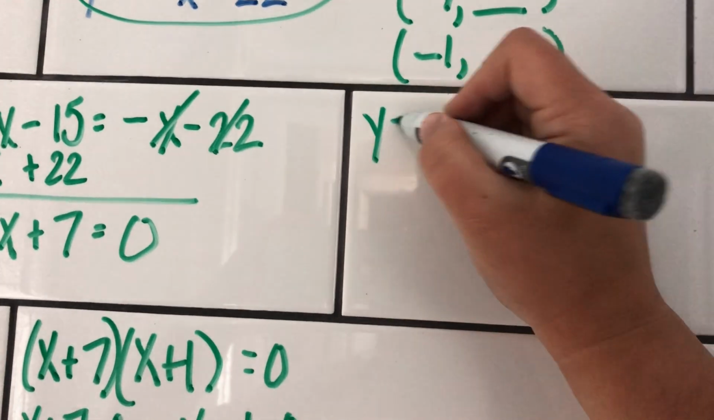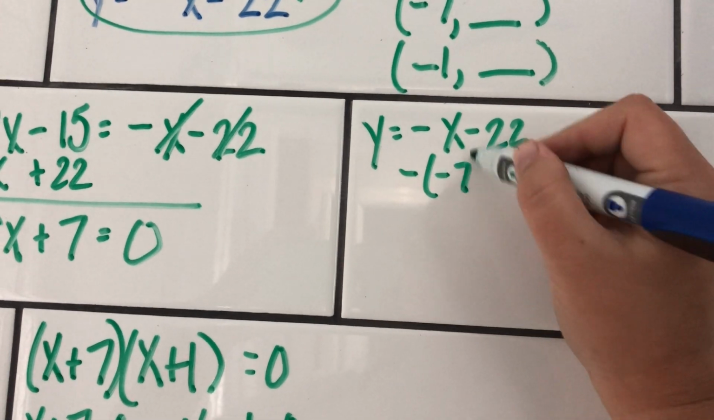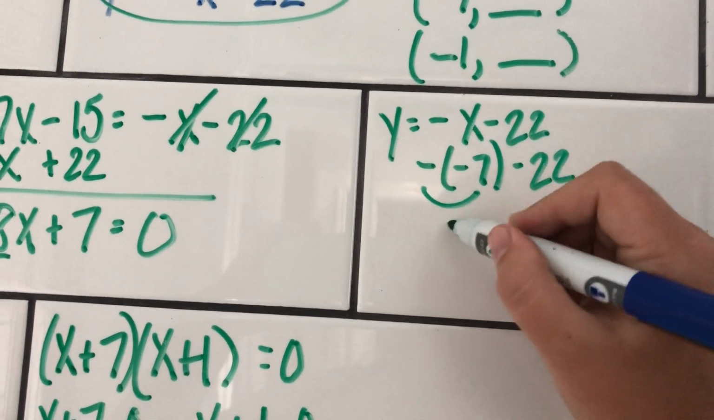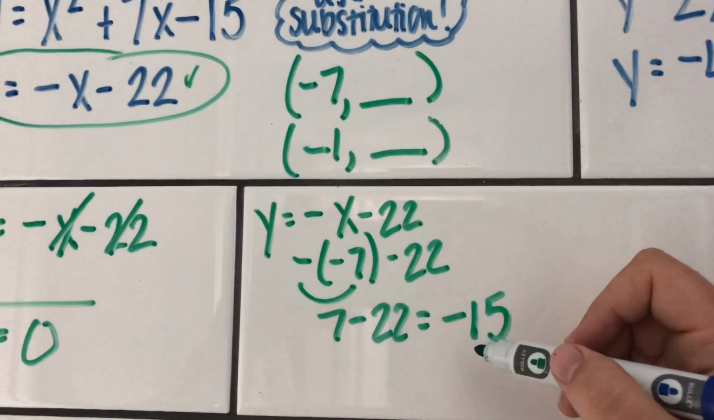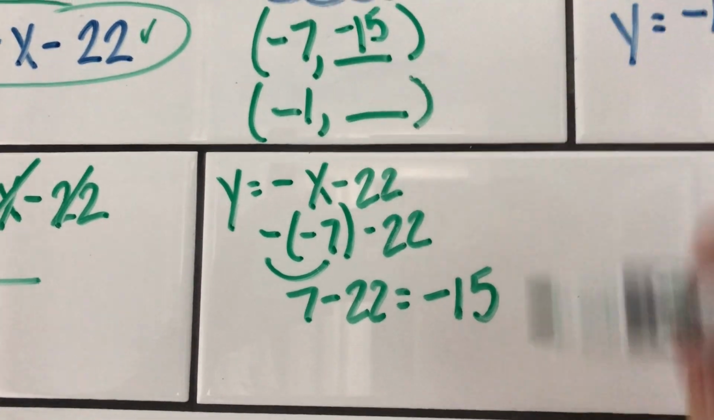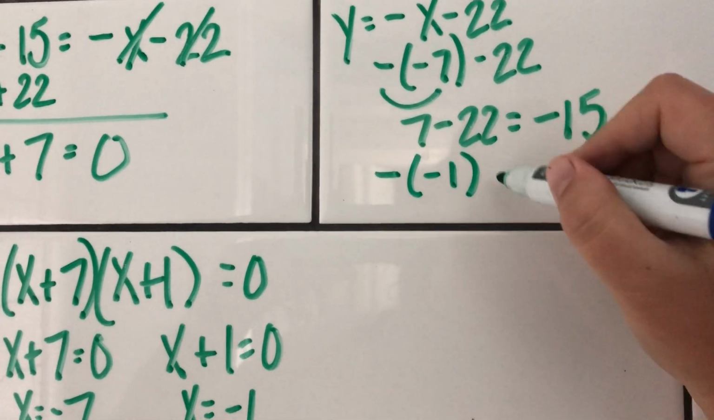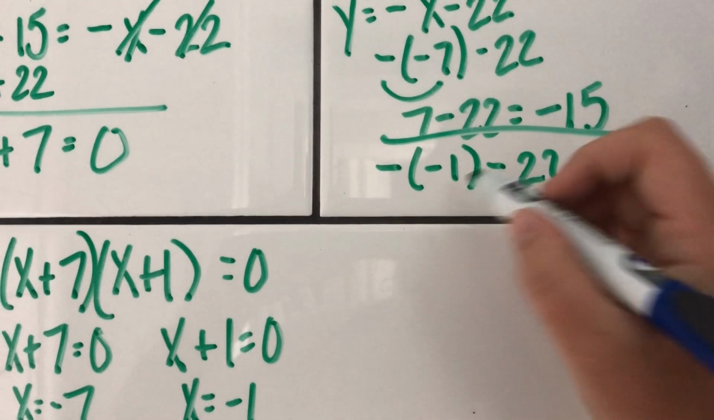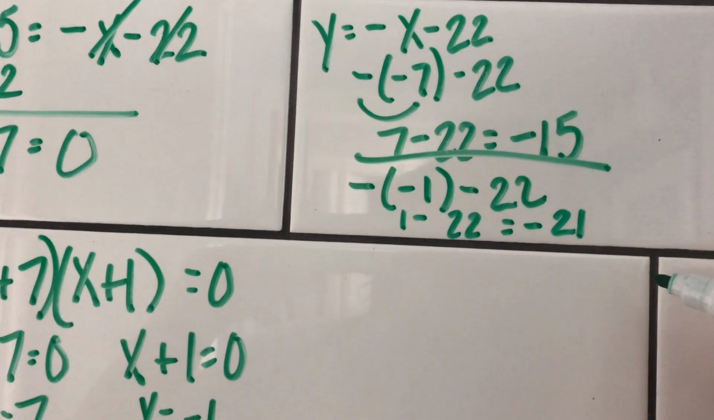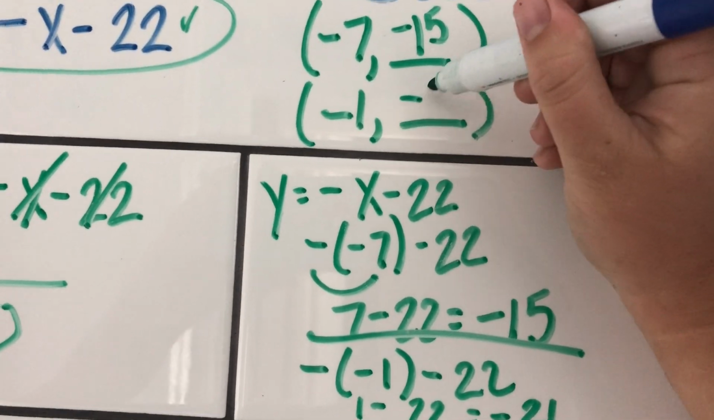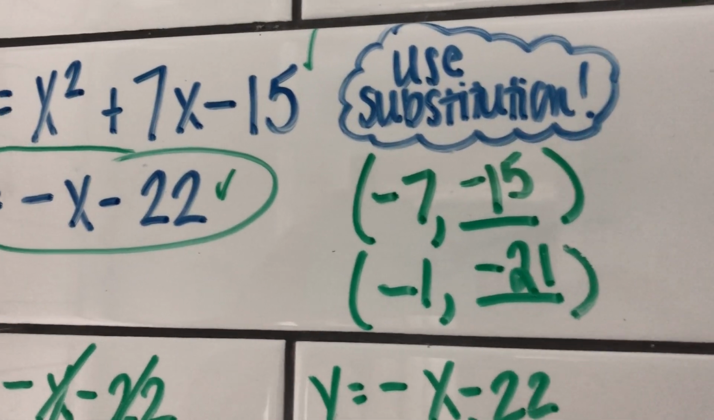I'm going to say y equals -x minus 22, and I'm going to plug in -7 first. So this becomes +7 minus 22, which is -15. So when x is -7, y is -15. And now I'm going to plug in -1. So I'll say negative times -1 minus 22. And this equals 1 minus 22, which is equal to -21. So when x is -1, y is -21. And that is the answer to that system, I should say.